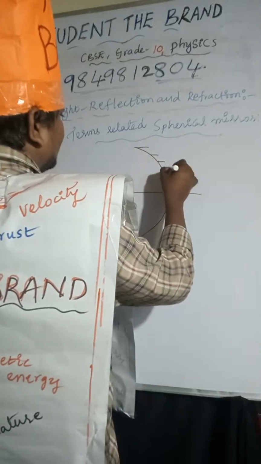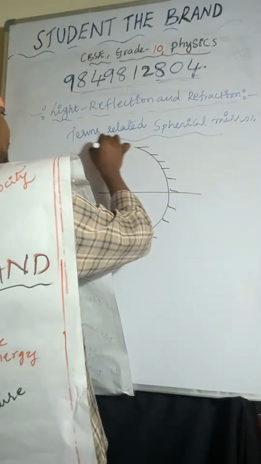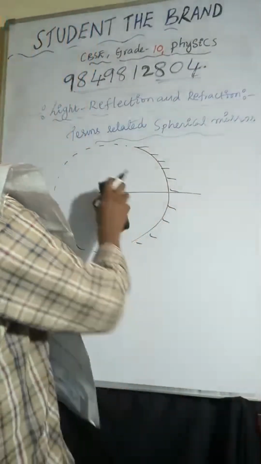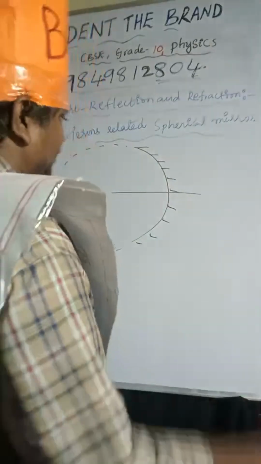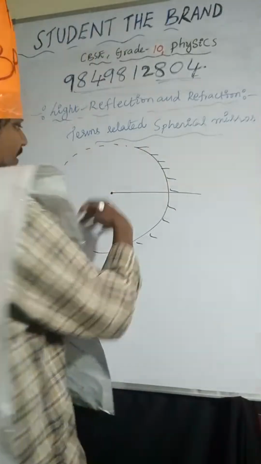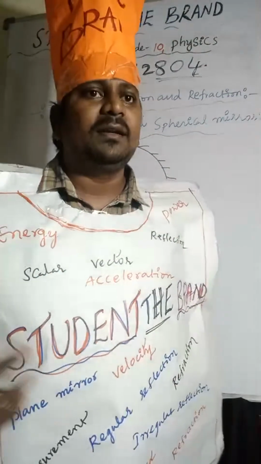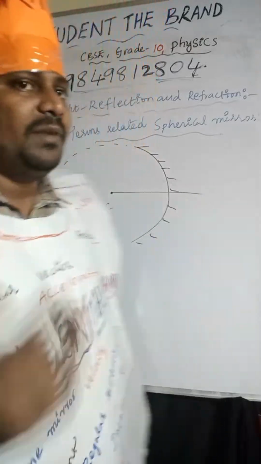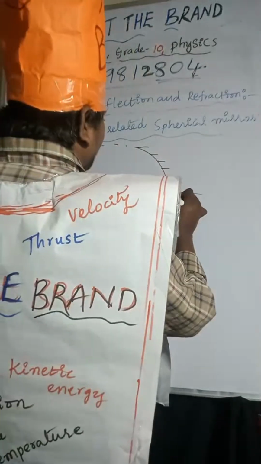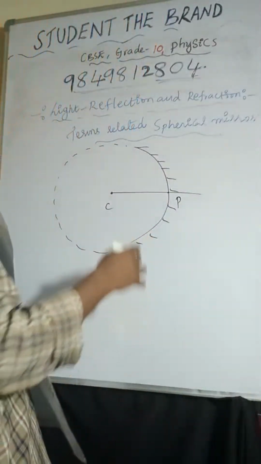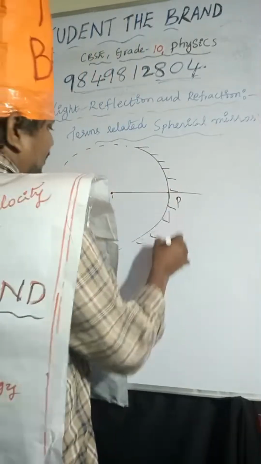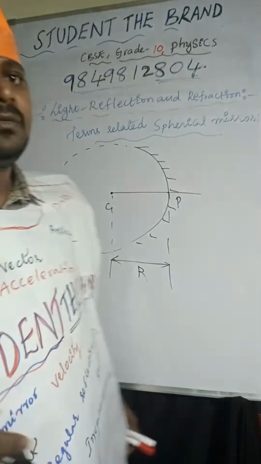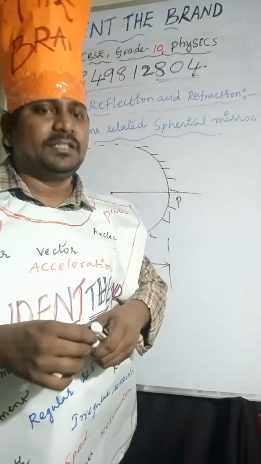Actually, this is a part of this sphere. Here I'm taking this is the center of the imaginary sphere in which the mirror is a part. The midpoint of the mirror is called pole. The distance between center of curvature and pole is called radius of curvature.